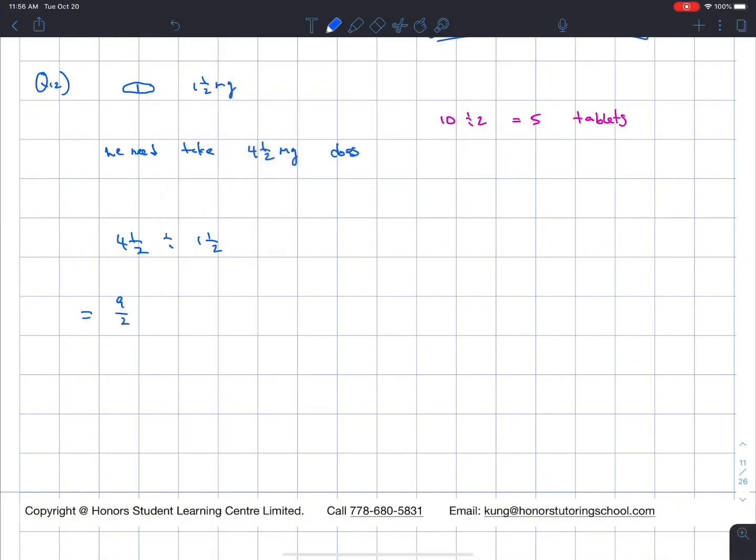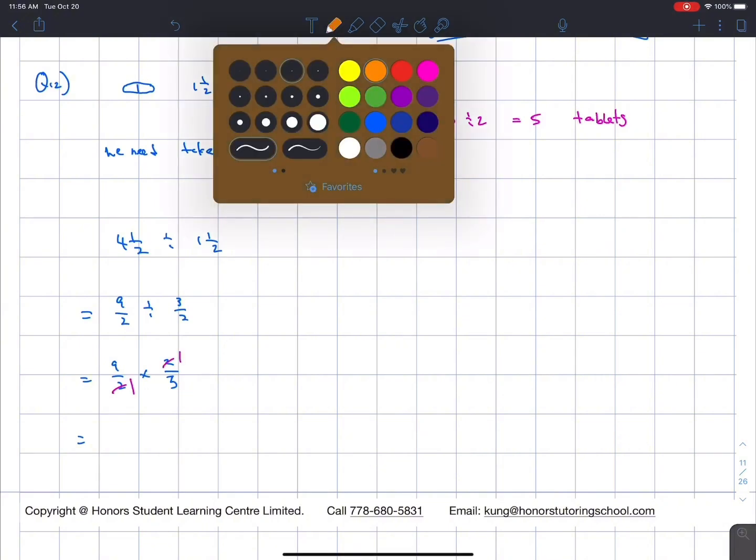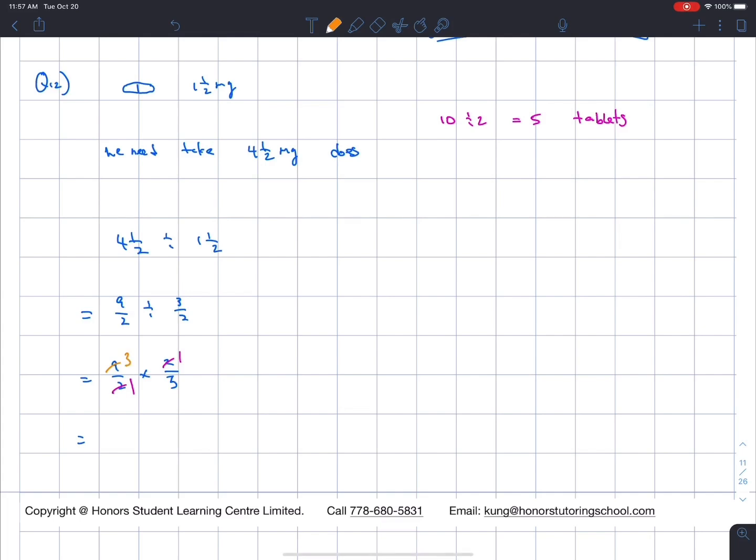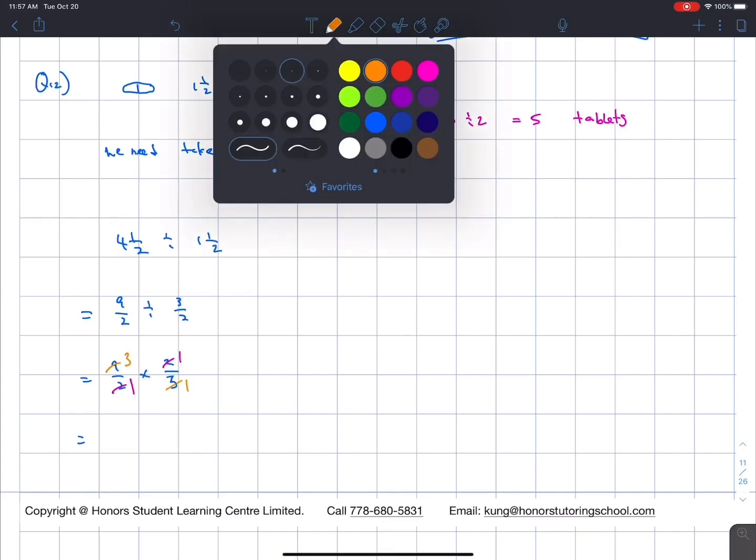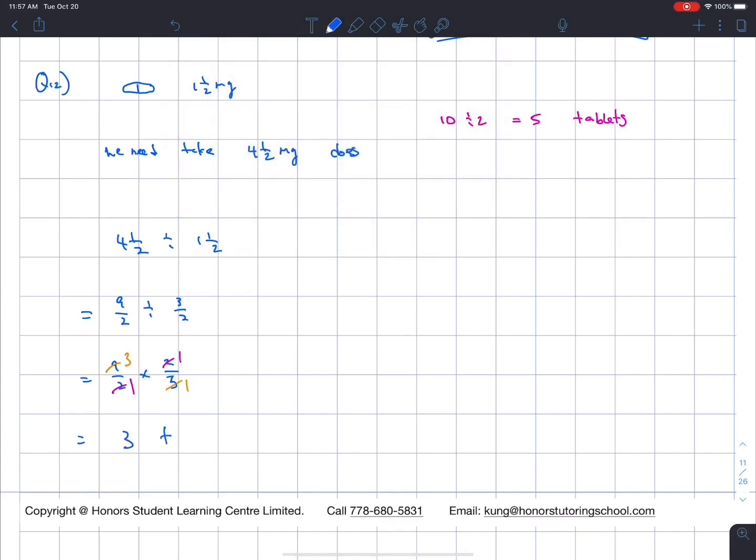This is 9 over 2 divided by 3 over 2. So 9 over 2 times 2 over 3. Divide both of them by 2 to get 1. I can divide the 9 by 3 to get 3. Divide the 3 by 3 to get 1. So my final answer is just 3 tablets.